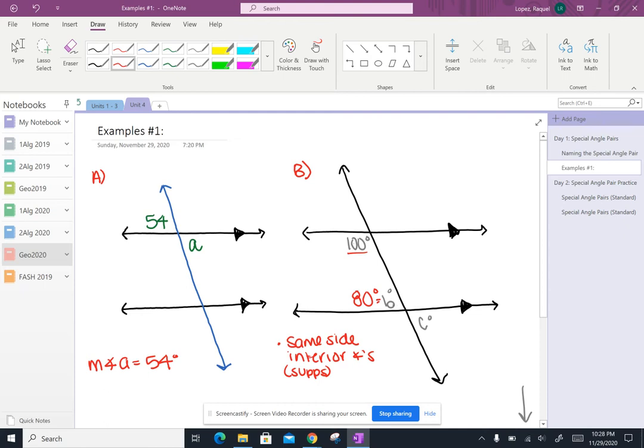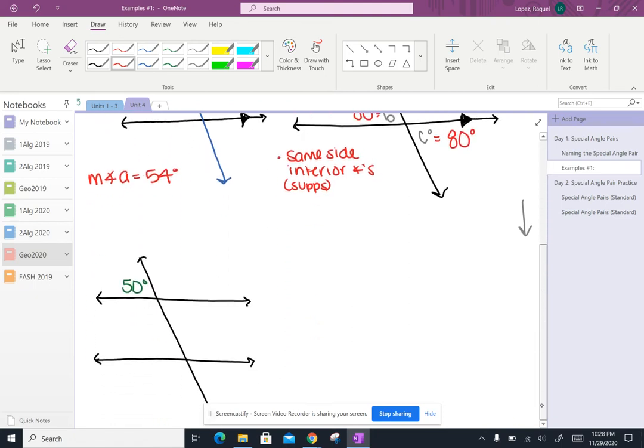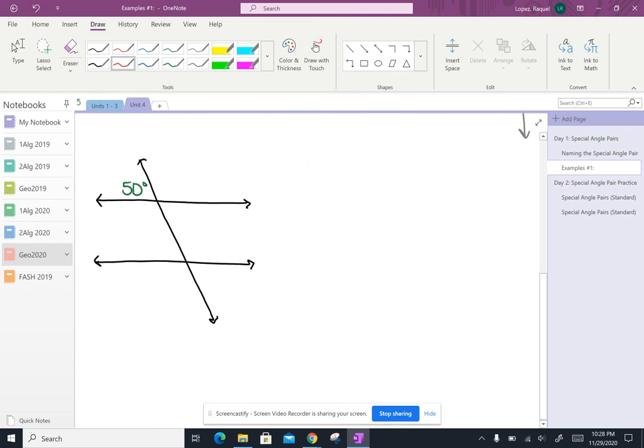And since angle B is 80 degrees and C is a vertical angle to B, that means angle C must also be 80 degrees. Okay, let's do one more. Okay, so in this one, there's no indicated angle measure, but I want us to find all of the missing angles. So this one, this one, this one, and this one, and this one, and this one, and this one. So we've got a total of 7 other angles to find.